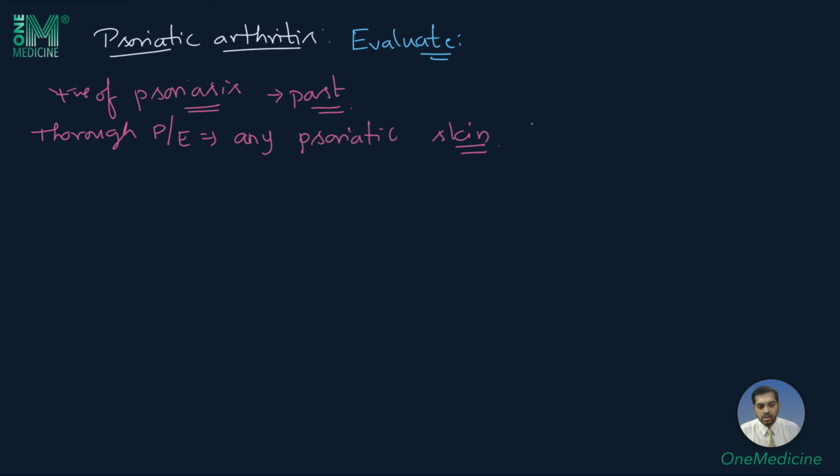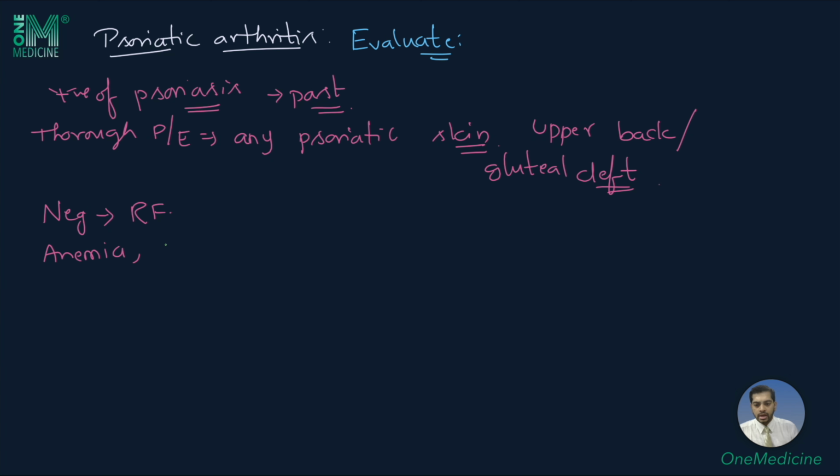This is usually seen in upper back or gluteal cleft, which are commonly missed during observation. Apart from this, the patient is also negative for rheumatoid factor. Patient can have anemia, an elevated ESR, and an elevated C-reactive protein, which are both indicators of ongoing inflammation in the patient. In patients with fulminant disease, HIV needs to be ruled out.